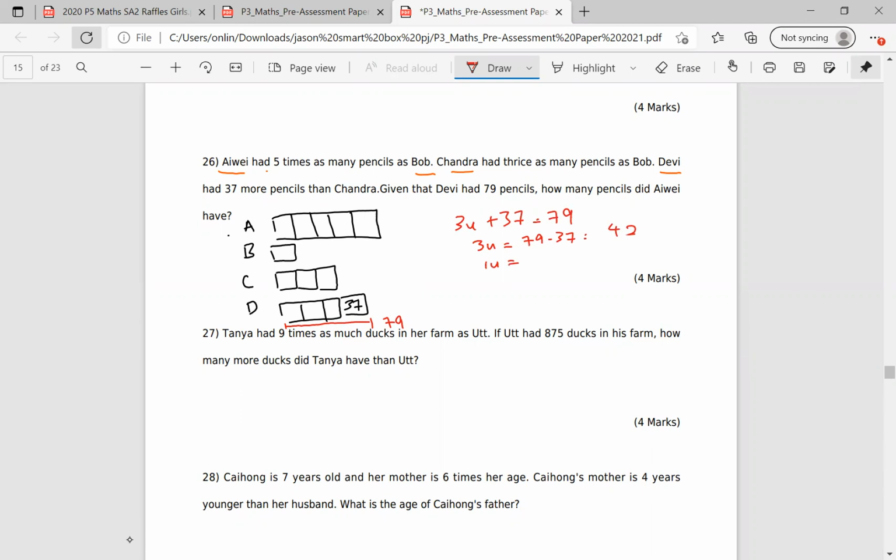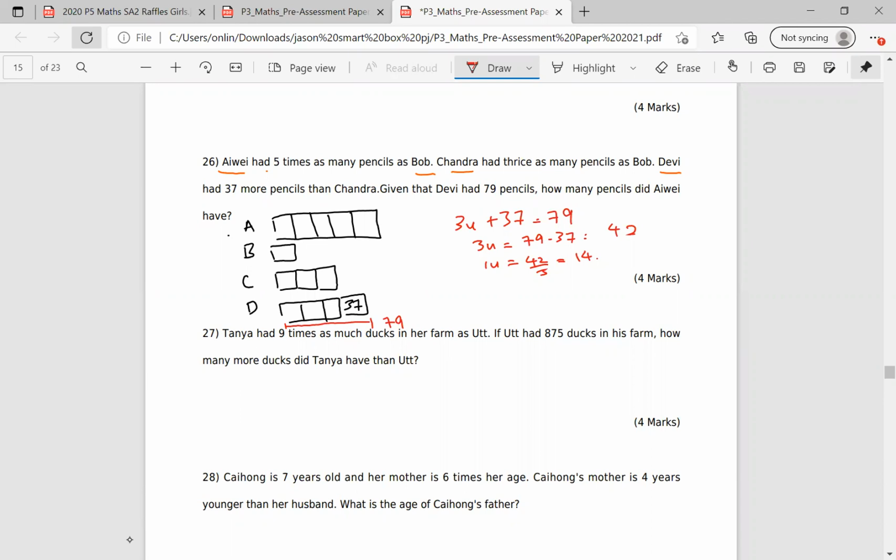So 1 unit is basically 42 divided by 3, we get 14 here. How many pencils did Ai Wei have? You can do long division if you are not very sure with your mental calculation, because I'm trying to save space here as I have limited space. You can do your side working on a separate paper.